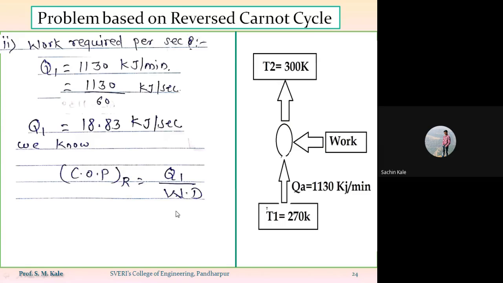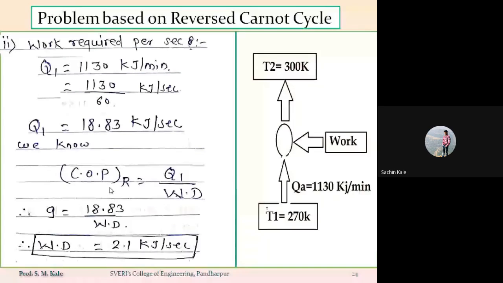So what is the value of Q1? Value of Q1 is nothing but 18.83. I am knowing the value of COP of the refrigerating cycle. So what is the value of COP of refrigerating cycle? In the first point we have calculated that value, that is nothing but 9. So put those values. So COP of refrigerating cycle is equal to 9, Q1 is 18.83. I will automatically get the value of work done. So that value of work done is nothing but equal to 2.1 kilojoule per second.